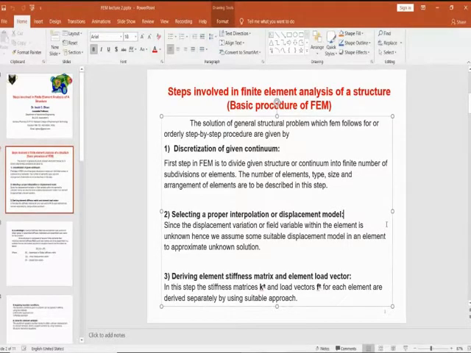Then the next step in FEM is to derive the element stiffness matrix and element load vector. Here you have seen that sigma is equal to E into epsilon, which we use to find the stress, where E is Young's modulus and epsilon is the strain. So stress by strain is Young's modulus. But what is E? E is the modulus of elasticity or Young's modulus, which defines the strength of that material. For different materials, different Young's modulus values are there, no?